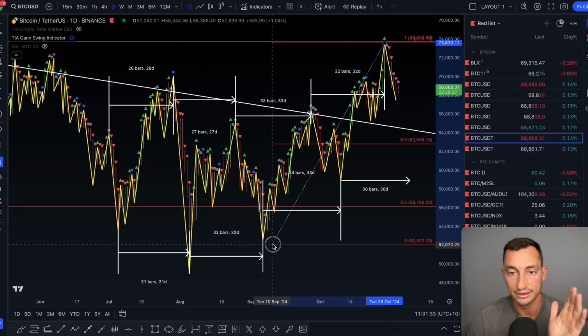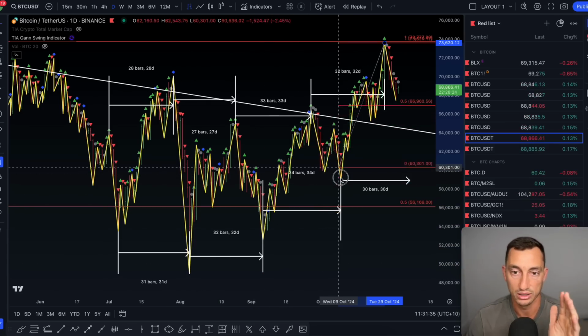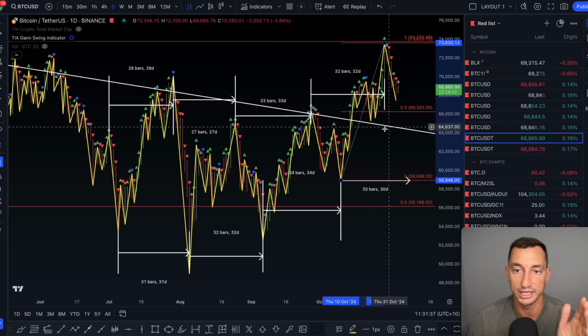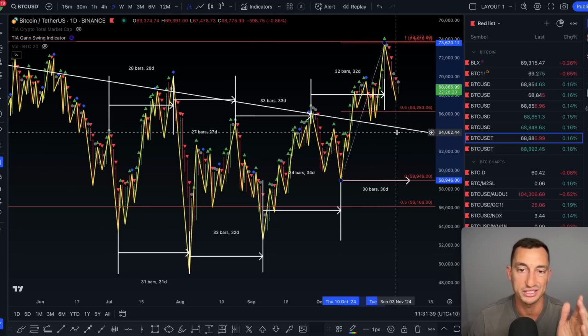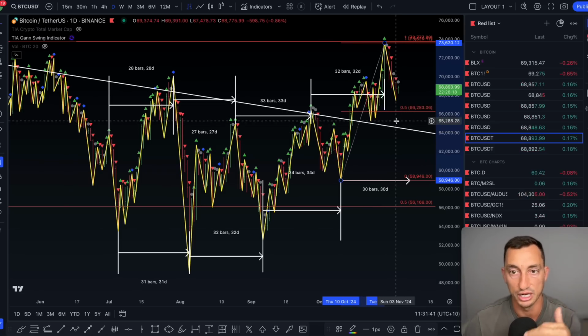Do I think it's going to get there? I don't think so. I would be happy with anything down to around these previous tops, 64K. I'm not concerned. I know the market's concerned.